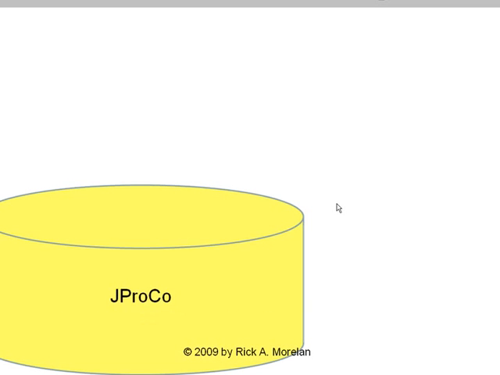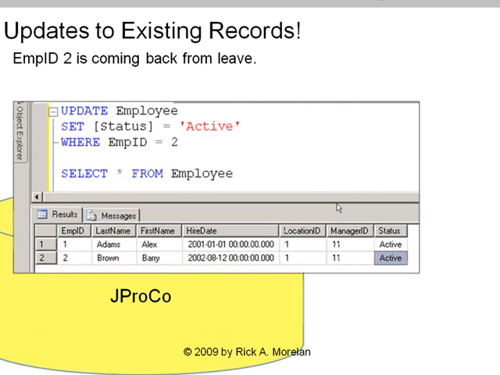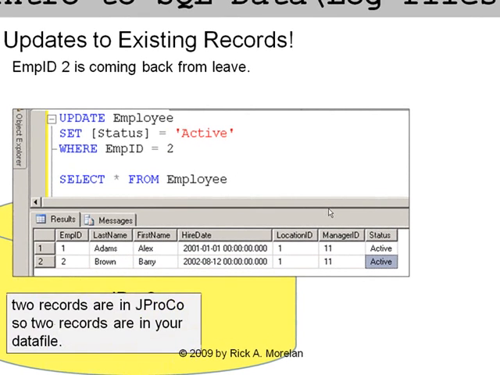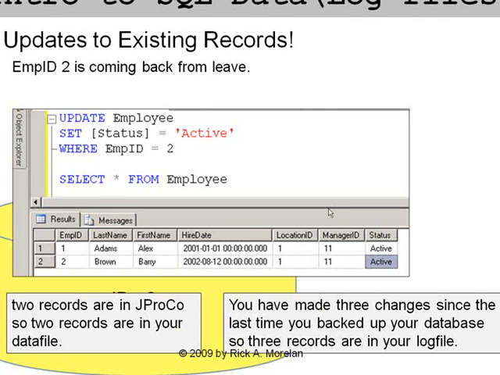Now, how about updating an existing record? Employee 2 is coming back from leave, so we're going to change the status to active, where it used to be leave. Well, there's still only two records in your data file, but now there's three records in your log file because three changes have been made since the last time you've backed up the database.